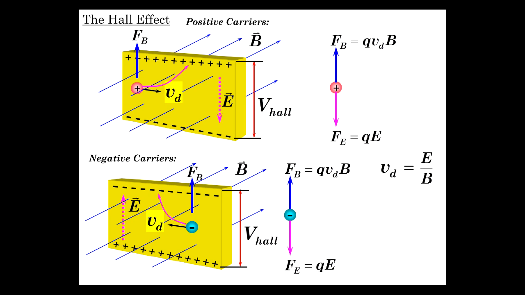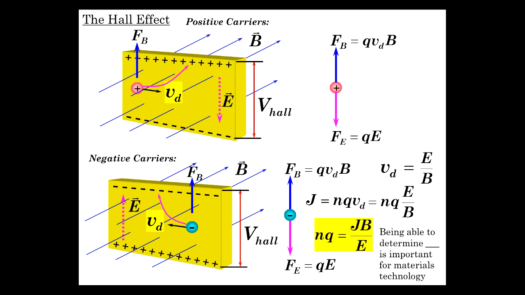Now, drift velocity is E over B. This is kind of like a velocity selector, and the E over B consideration is the same as we discussed. Now, current density is number of charges per volume times the amount of charge times the drift velocity. Drift velocity being E over B, so we can rewrite that as nqE over B and come up with an equation that equates the number of charges per volume to the current density, the magnetic field, the electric field.